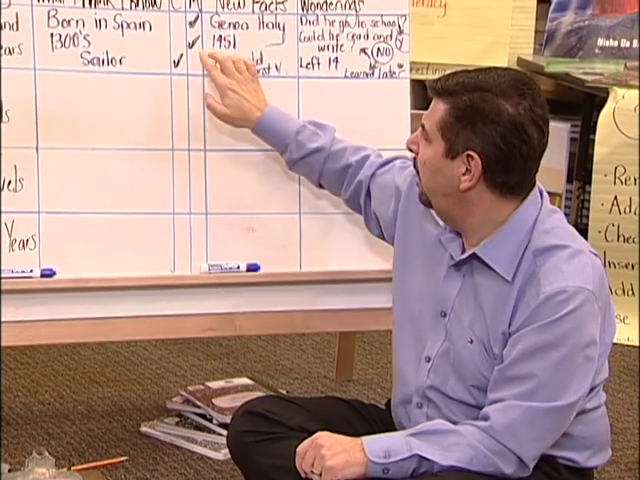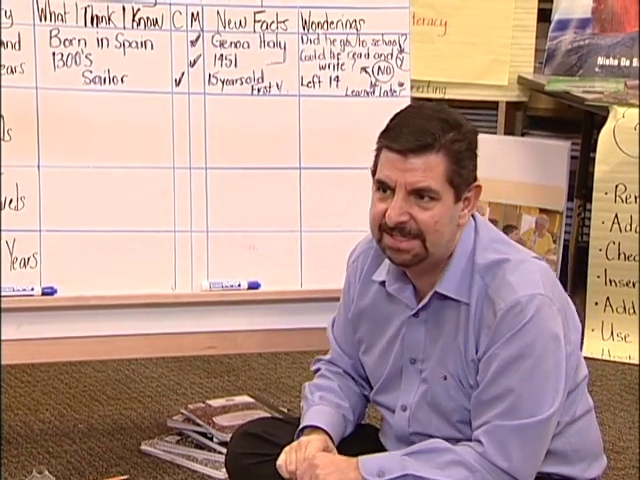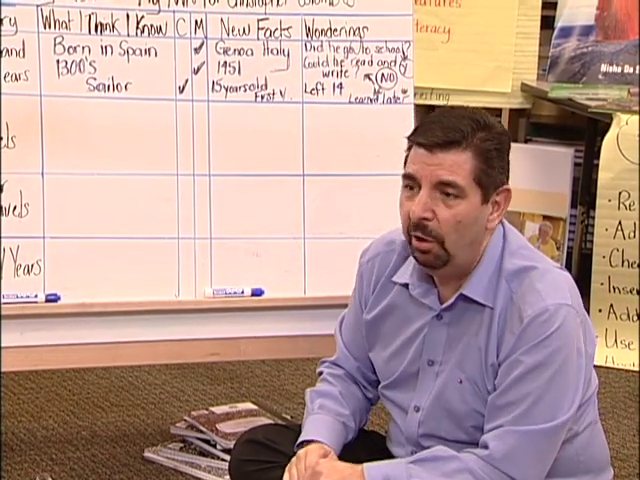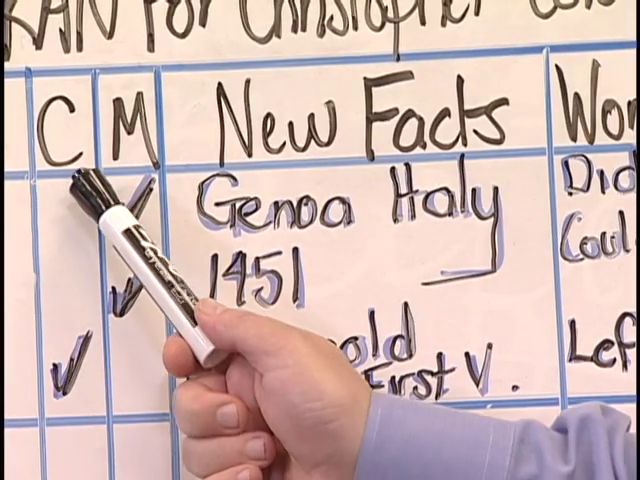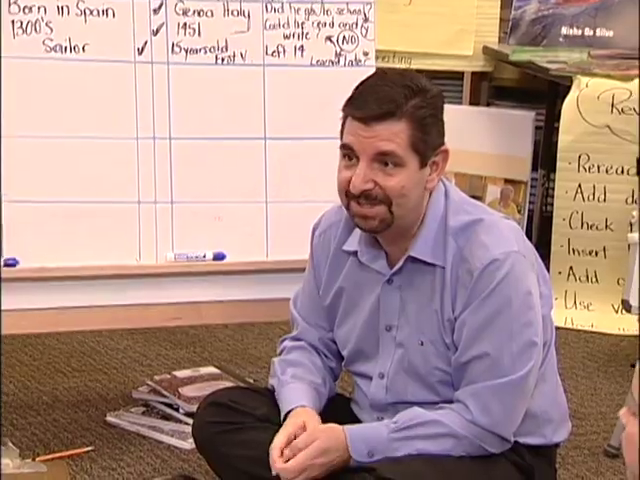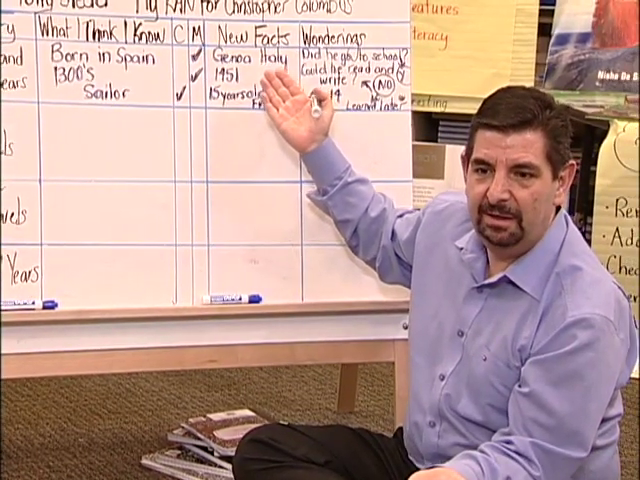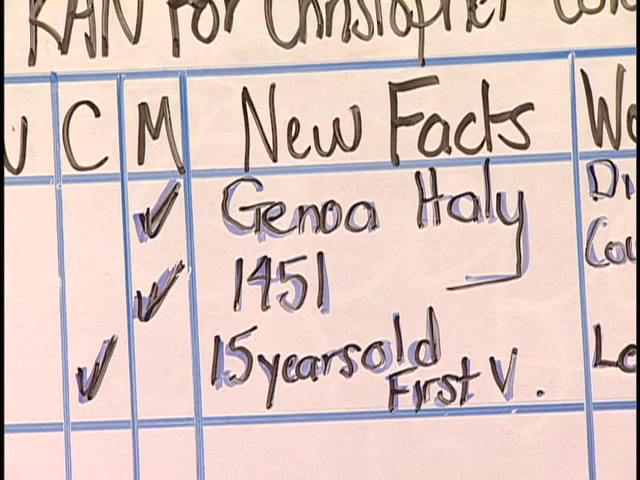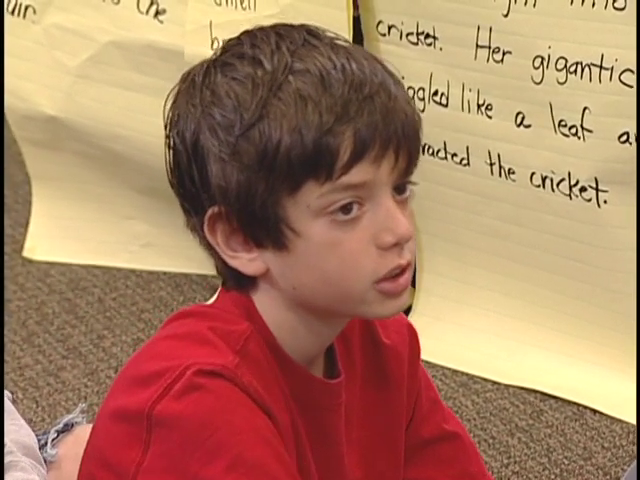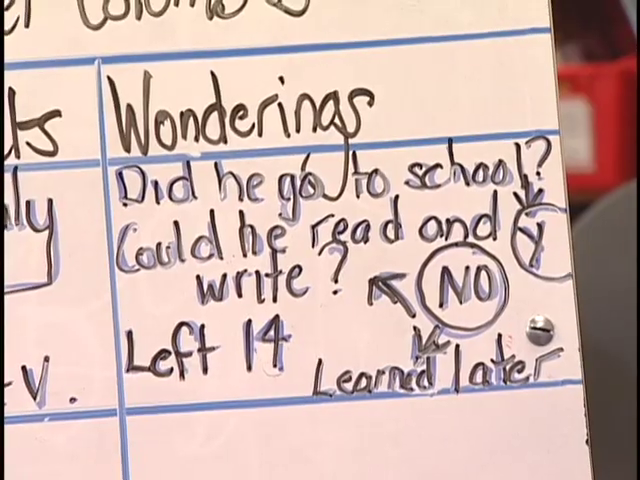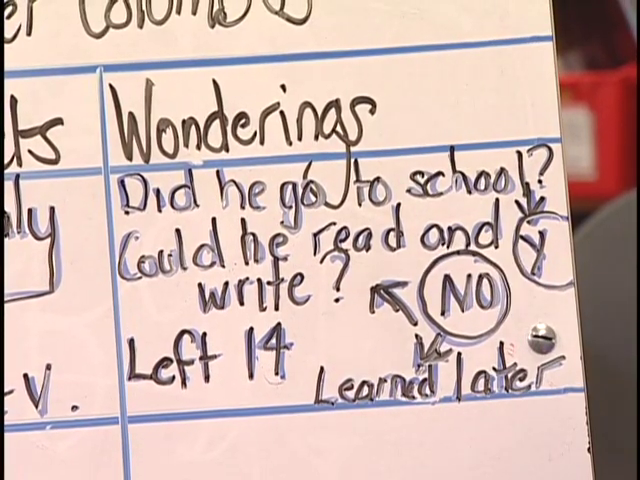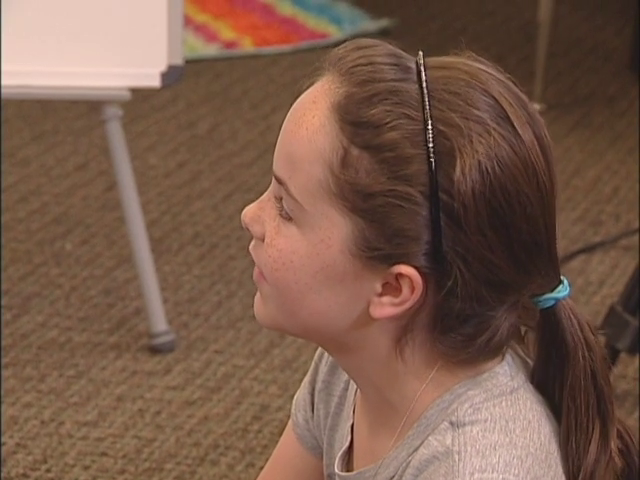The RAN further guides students in locating new information and raising wonderings about what they discover as they research. C is for correct and M is for misconceptions. Big word, misconception. What's a misconception? A misconception is something that you thought was right, but it really wasn't. Okay, and what's our next category? New facts. And what are new facts? Stuff that you research. Okay, stuff that we've researched and we found out. And then the last category is our wonderings. And what are our wonderings? Our wonderings are questions that we still have after we've researched our explorer.